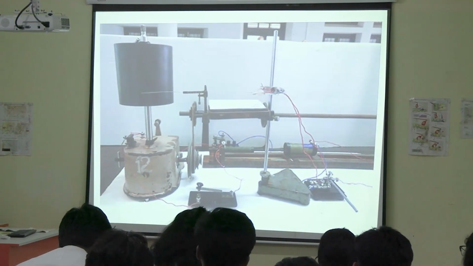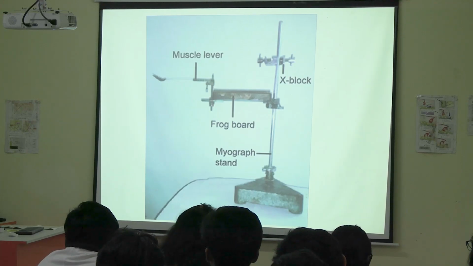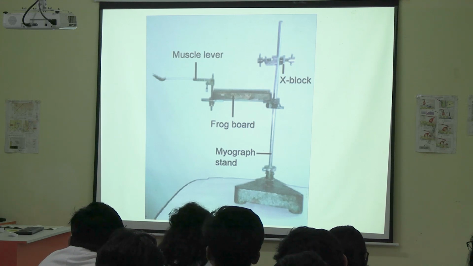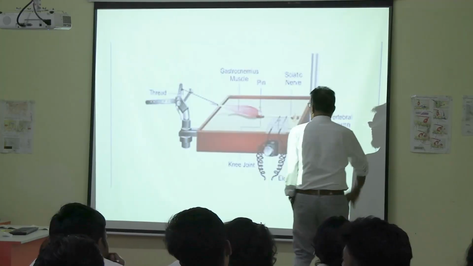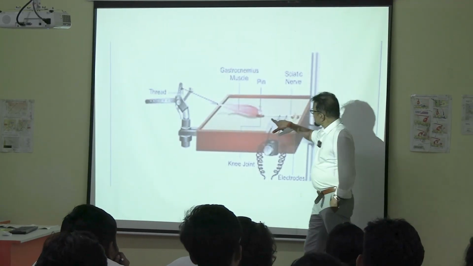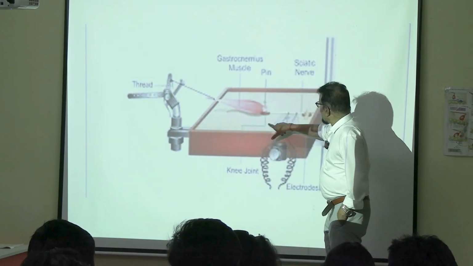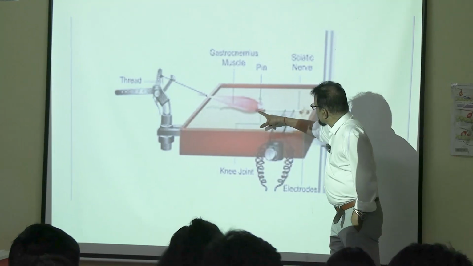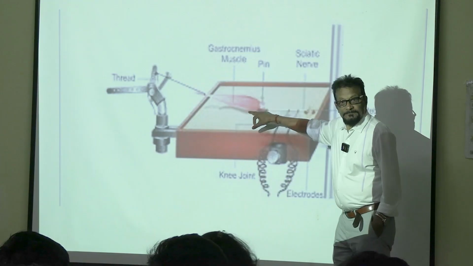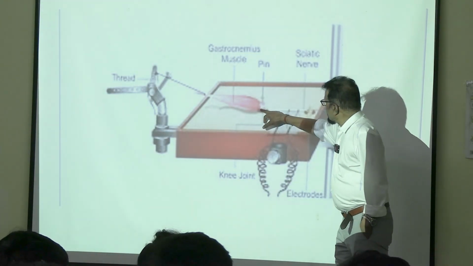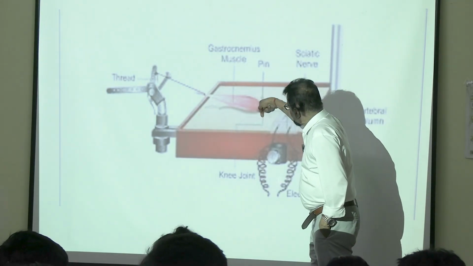So this is the complete setup by which we do the first experiment. This is the myograph. The muscles we have to keep here. This is the muscle. This is the tendon Achilles. And it is having a nerve, the sciatic nerve. Okay. So now see, you pin it here.